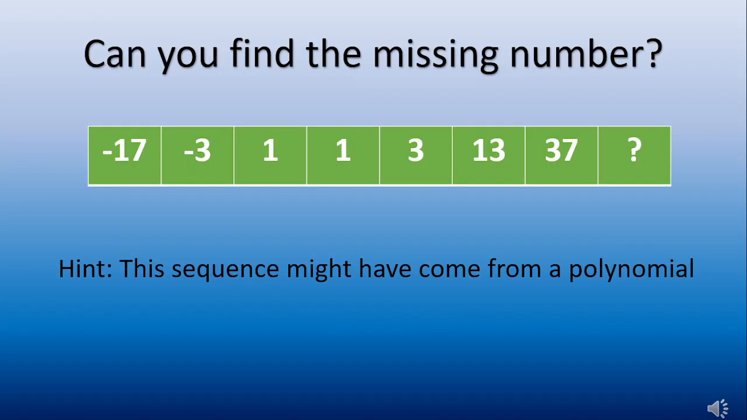But when we move to higher degrees, the patterns are not that intuitive, and we need a proper step-by-step approach to find the degree of the polynomial as well as the missing number. So let us find the answer to this missing number problem, given that these values come from a polynomial.